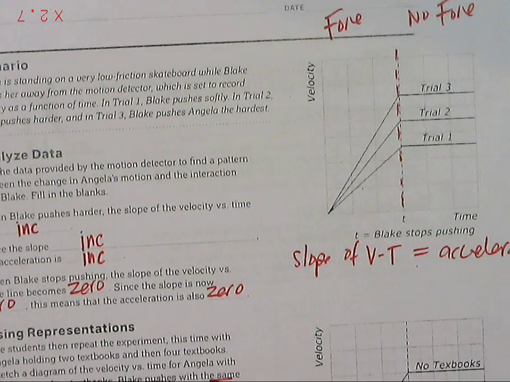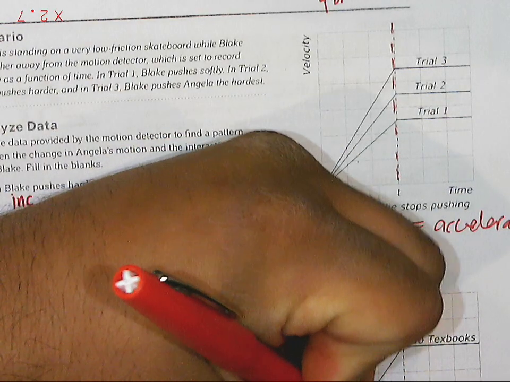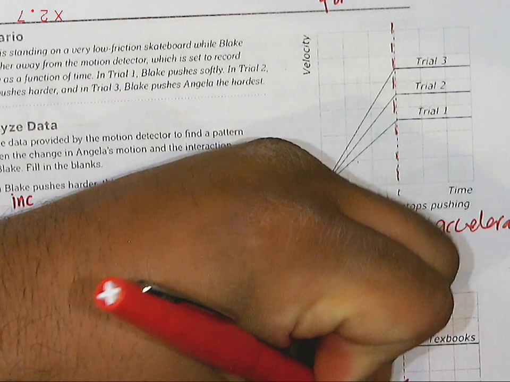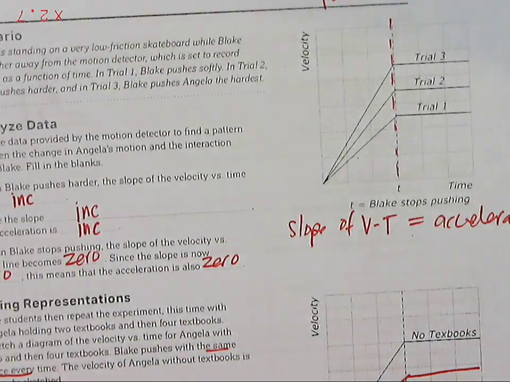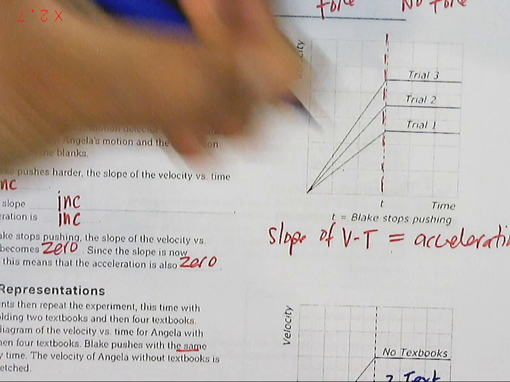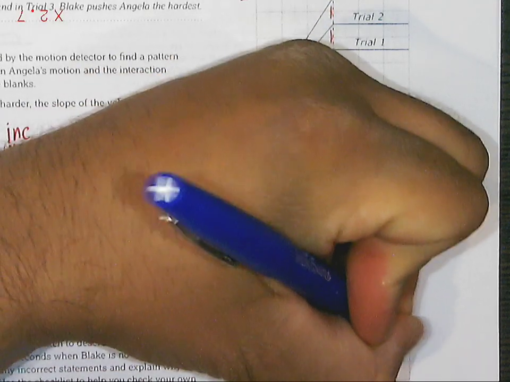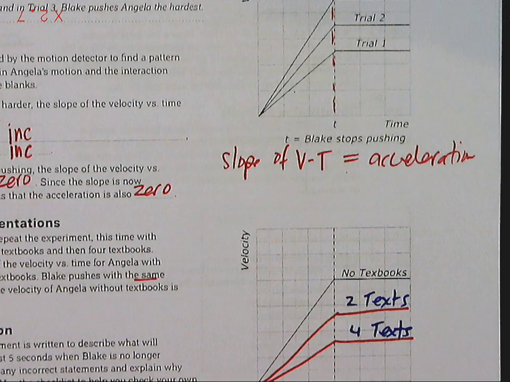And so let's just sketch a diagram of what we think it'll look like. I don't know exactly because we have no real data, but I'm just saying that this could be what it looked like, because this can be the 2 textbooks and this could be the 4. It's 2 texts and 4 texts.